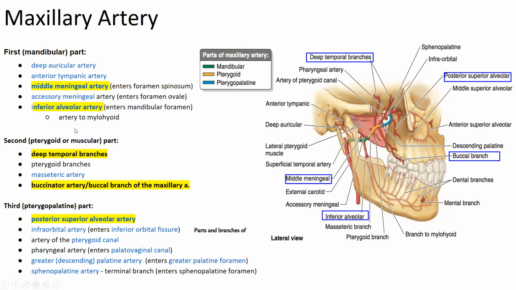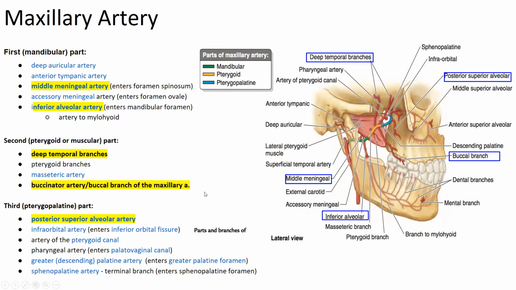And off of the inferior alveolar is going to be the artery to the mylohyoid too. Sometimes you'll see it, sometimes you won't. That likes to travel with the nerve to the mylohyoid. Second part is going to be your deep temporal branches going to the deep part of the temporalis muscle. You also get pterygoid and masseteric, but ignore those. And then the other one is the buccinator artery, the buccal branch. That one, where are we at? Right here. Usually can see that one. So that's going to go to the buccal region.